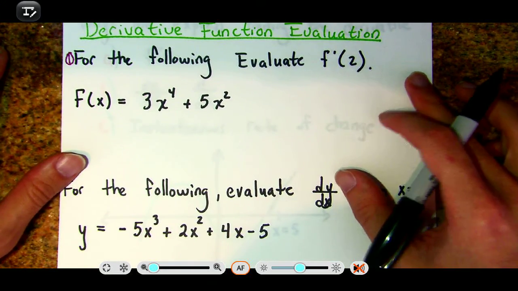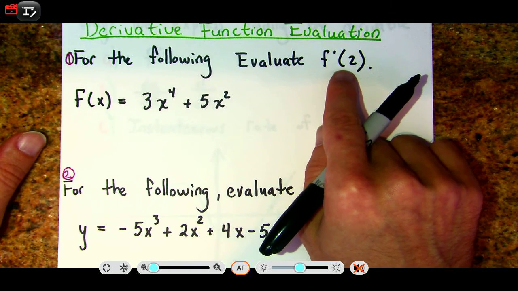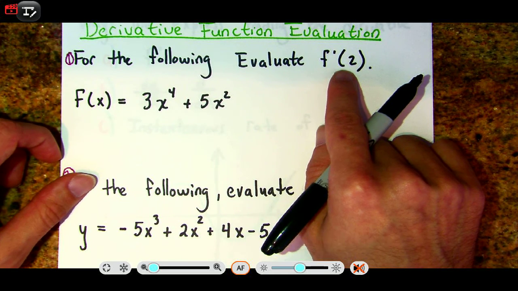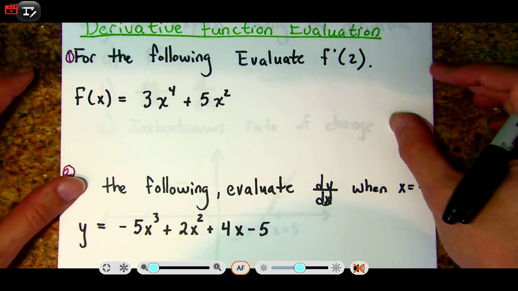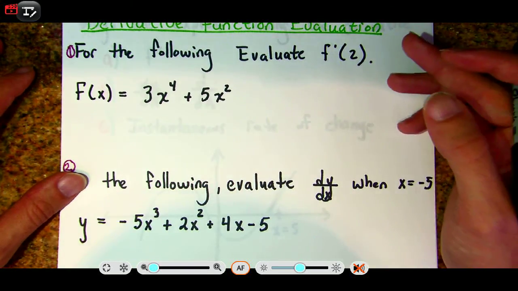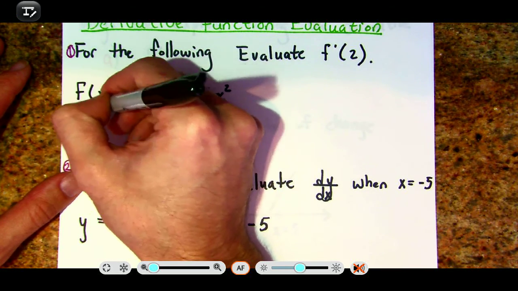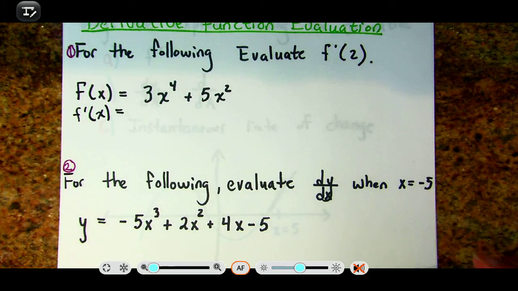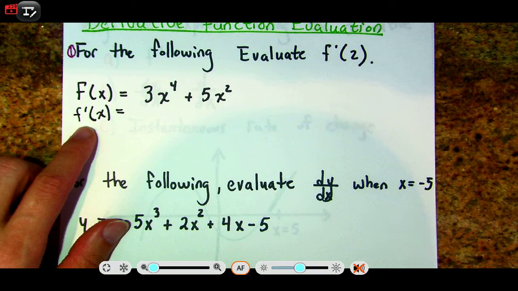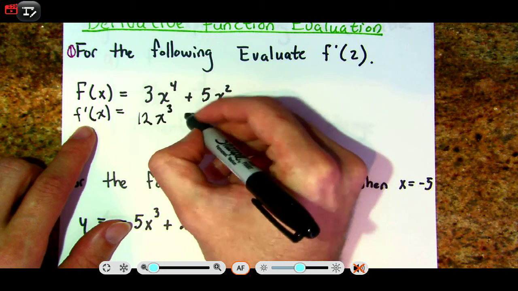Here it's saying, for the following, evaluate f prime of 2. Before we actually go through it, what do you think this question is asking you to do? Take a second and just pause the video. What do you think you're going to be doing? Here, we're just going to first find f prime of x. From the lesson we had before about the power rule, with that new little technique we have, what would be the derivative of this function? It should be 12x to the 3 plus 10x.